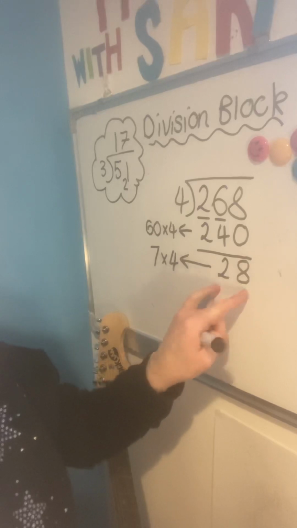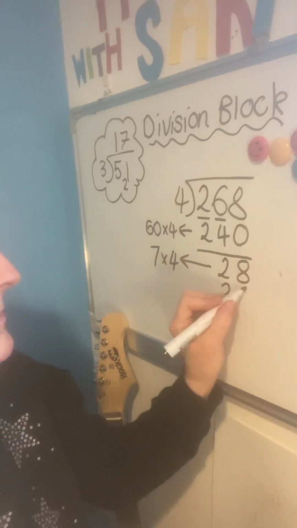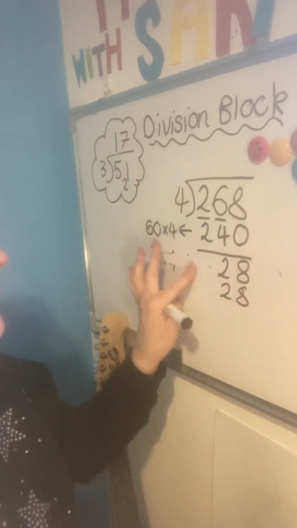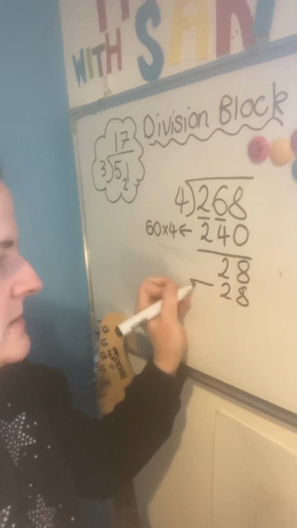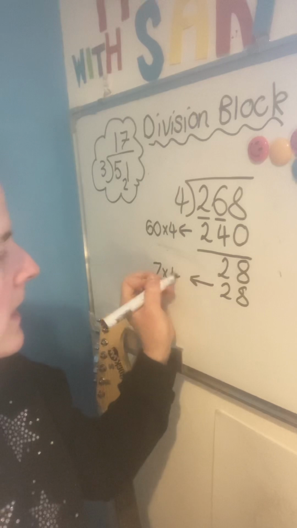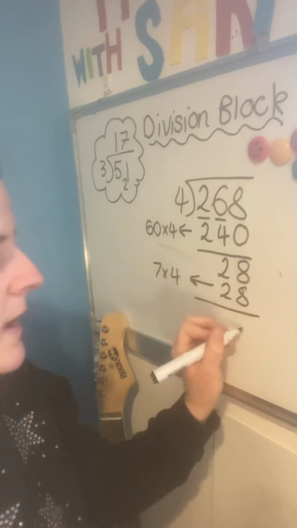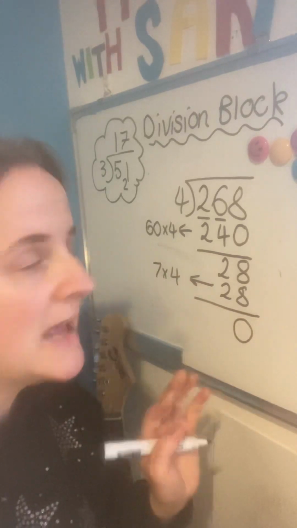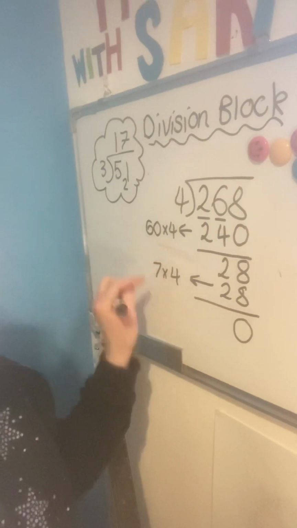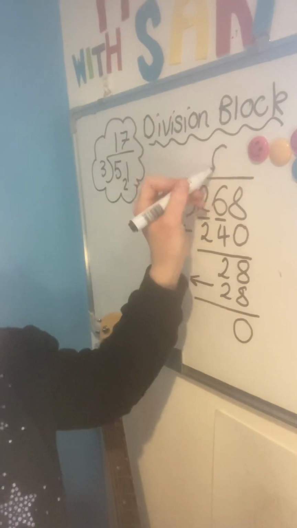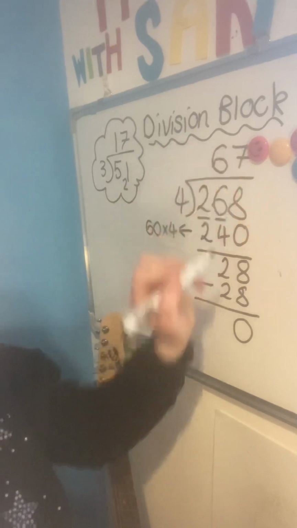So we know 28 is 7 times 4, so we'll put 7 times 4 down. I'll write that on the next line, because this is where we're sort of thinking, what do we need? And this is where we actually get it. And then take it away, it's 0. So it divides exactly, and your answer is 67. And we'll be popping the answer up on the top.